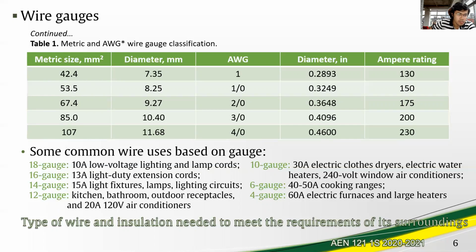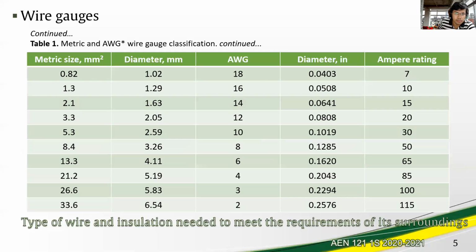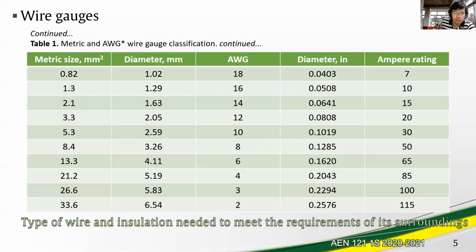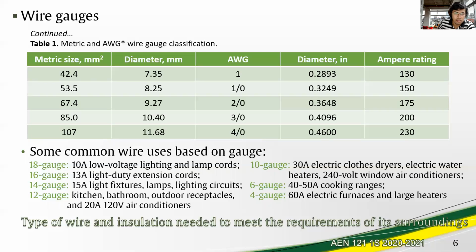And so on. Okay. 12 gauge is kitchen, bathroom, outdoor receptacles, and 20 ampere 120 volt air conditioners. Okay. 10 gauge, 30 ampere. Okay. The smaller the AWG, the bigger the diameter, but the bigger also the ampere rating.